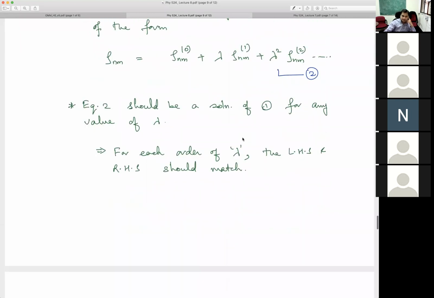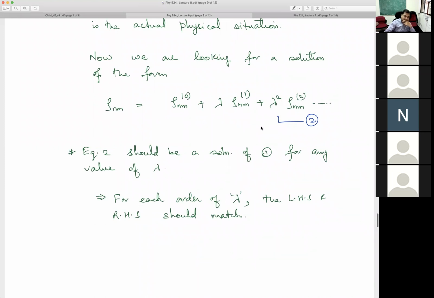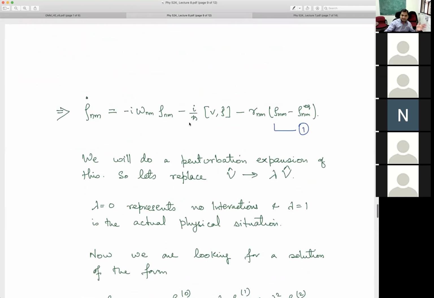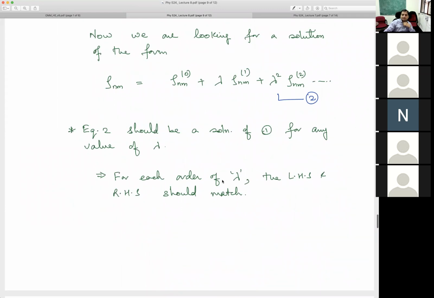Okay, then the idea is the following. Okay, since rho nm 1 by itself will not have any powers of lambda, etc. If I put this solution in the left hand side and the right hand side, then to all orders I should be able to match the powers of lambda. Okay. So for each order of lambda, the left hand and right hand side should match.